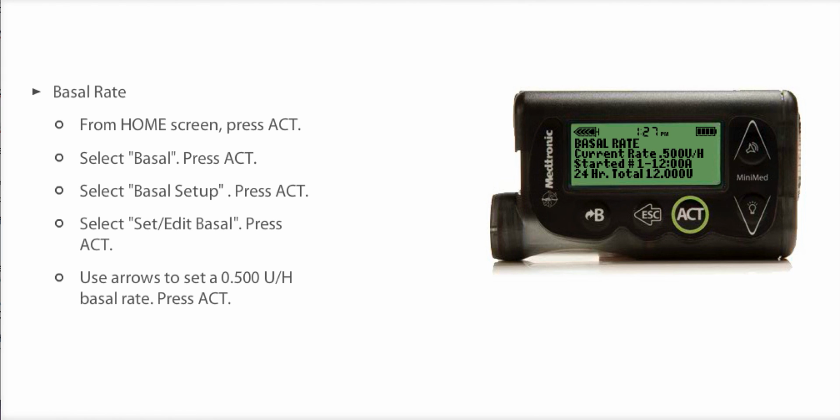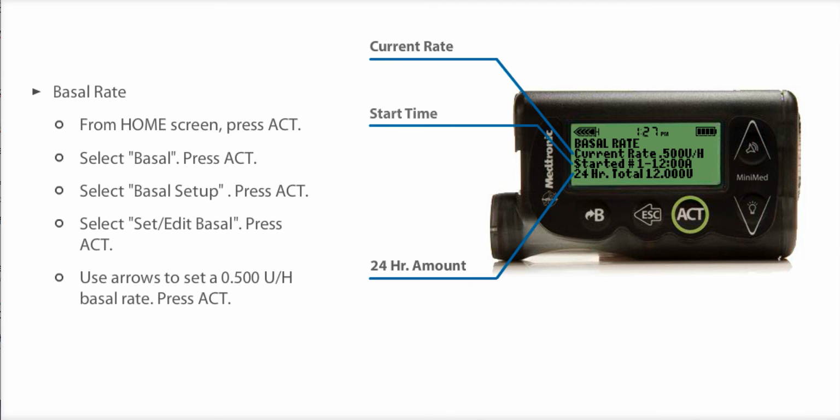The Basal Rate screen appears, showing the current rate, the start time of that rate, and the 24-hour total amount. If you set your basal rate at 0.500 units an hour, this means 0.500 units of insulin will deliver each hour, and you will receive a total of 12 units of insulin over a 24-hour period. Your daily basal rate is now programmed.